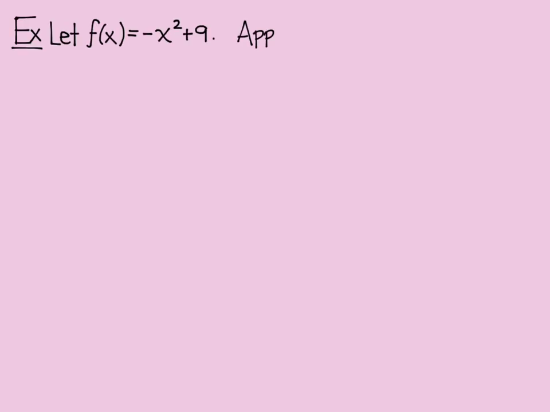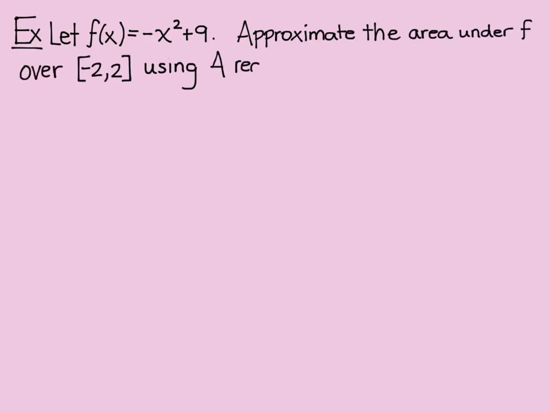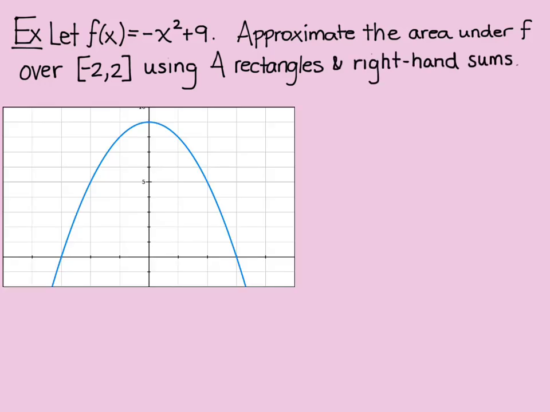Let f of x be -x² plus 9, and let's try to approximate the area under f over the interval from -2 to 2 using 4 rectangles and right-hand sums. So here's a graph of the function, and we're trying to go from -2 to 2, and we want to find the area under the curve between these two red lines. I'm going to start by splitting off the x-axis into 4 equal-sized chunks, and because we're using right-hand sums, I'm going to use the right-hand endpoint to determine the height of each rectangle.